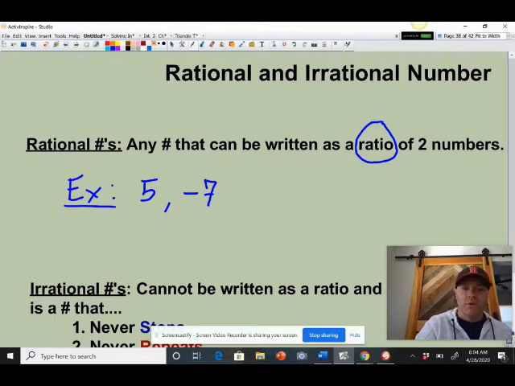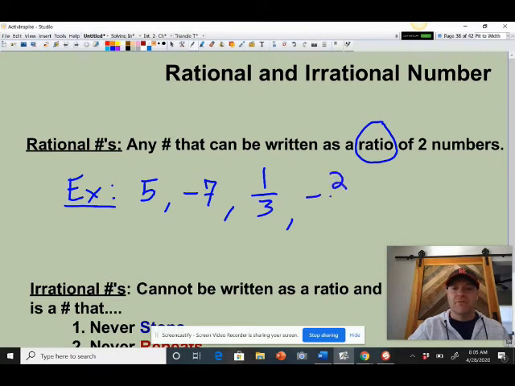Okay, well, we also have, of course, all of our fractions that we've got. So we've got fractions like 1/3, I've got fractions like -2/5. Those are all written as ratios because ratios are fractions. So we're talking about whole numbers. We're talking about their opposites. So we're talking about integers, fractions, okay, positive and negative fractions.